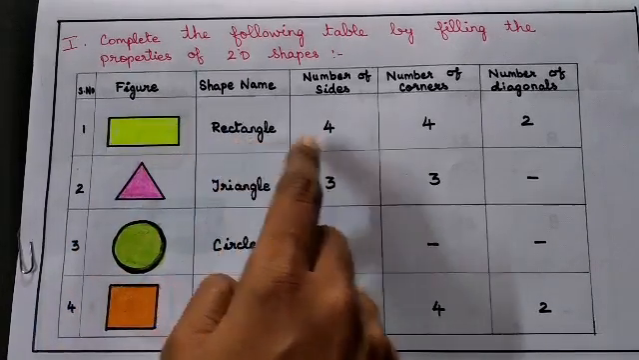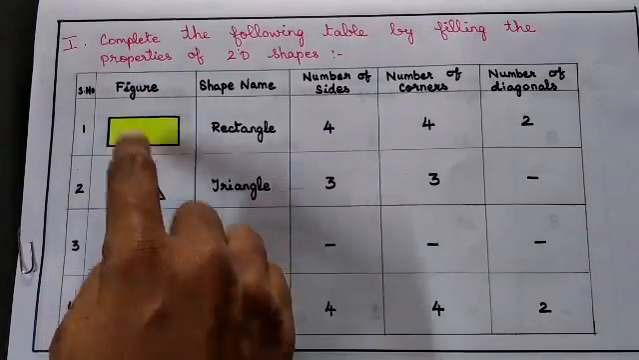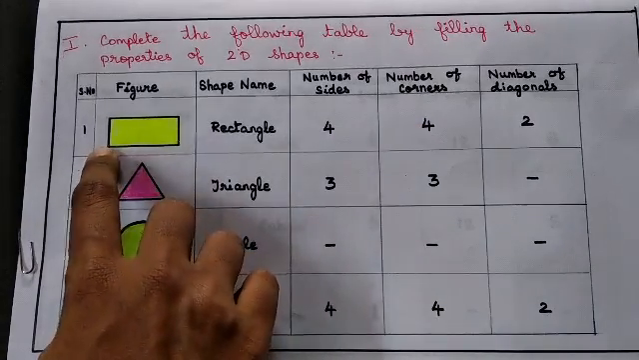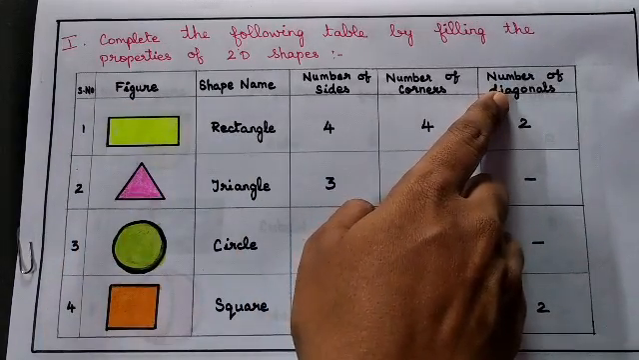In the rectangle, how many sides are there? 4 sides are there. 1, 2, 3, 4, isn't it? 4 sides. And how many corners are there? 4 corners. 1, 2, 3, 4. And how many diagonals?